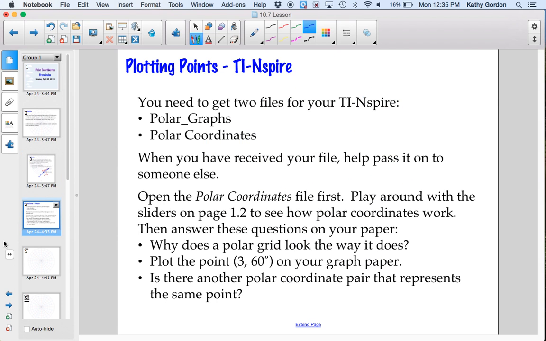Okay, so actually to help us figure some of this stuff out, I want to transfer a couple of files to your TI Inspires.